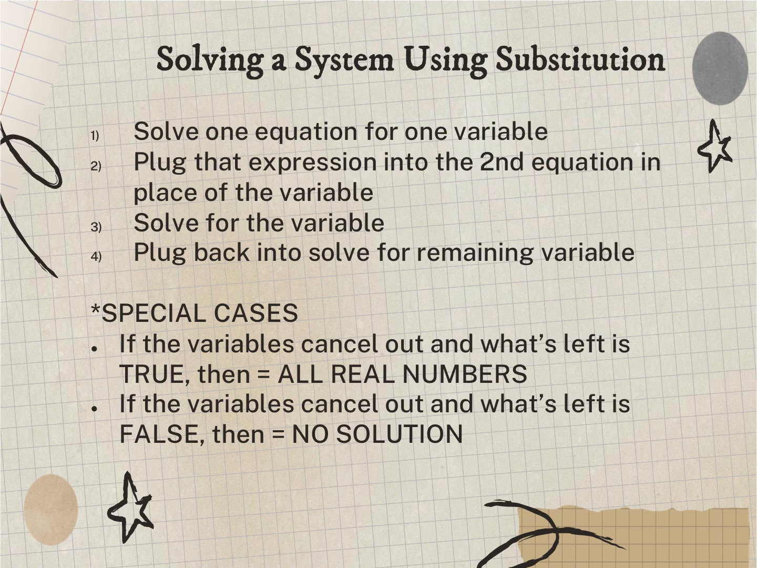Special cases. If your variables cancel out and what's left is true, for example, 4 equals 4. Is that true? Does 4 equal 4? Yes, your answer is going to be all real numbers. If your variables cancel out and what's left is false, like 5 equals -3, is that true? No, so your answer would be no solution. So those are your special cases. Everything else has to be some sort of ordered pairs.